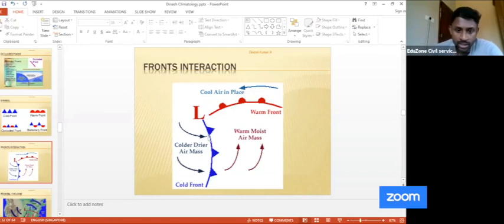So this is the first stage: the straight line, the stationary front. Then it starts bending, kinking. The cold air mass is strong, so the cold front pushes in. Cold front pushes in. This is the cyclonic stage.